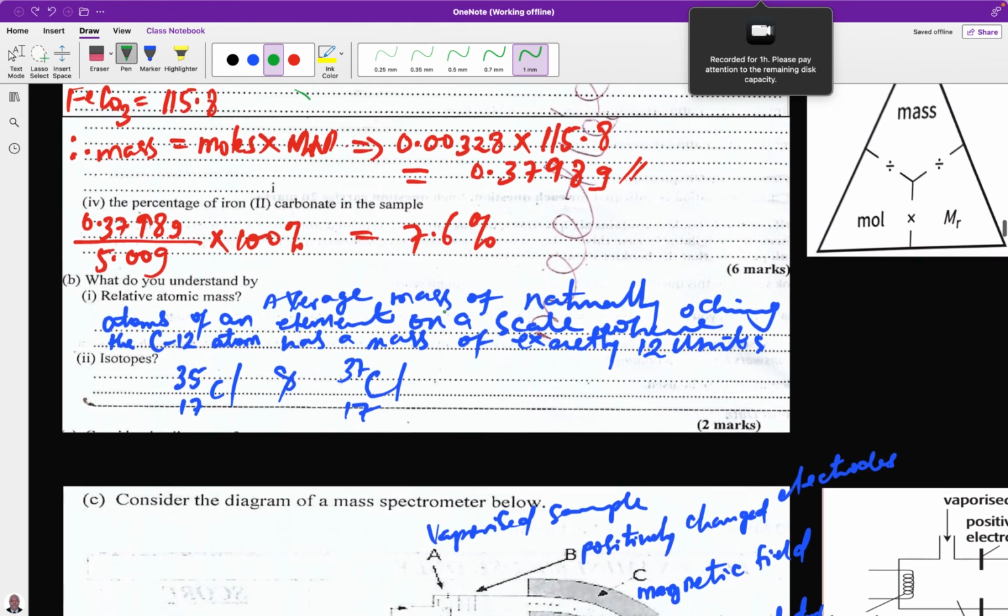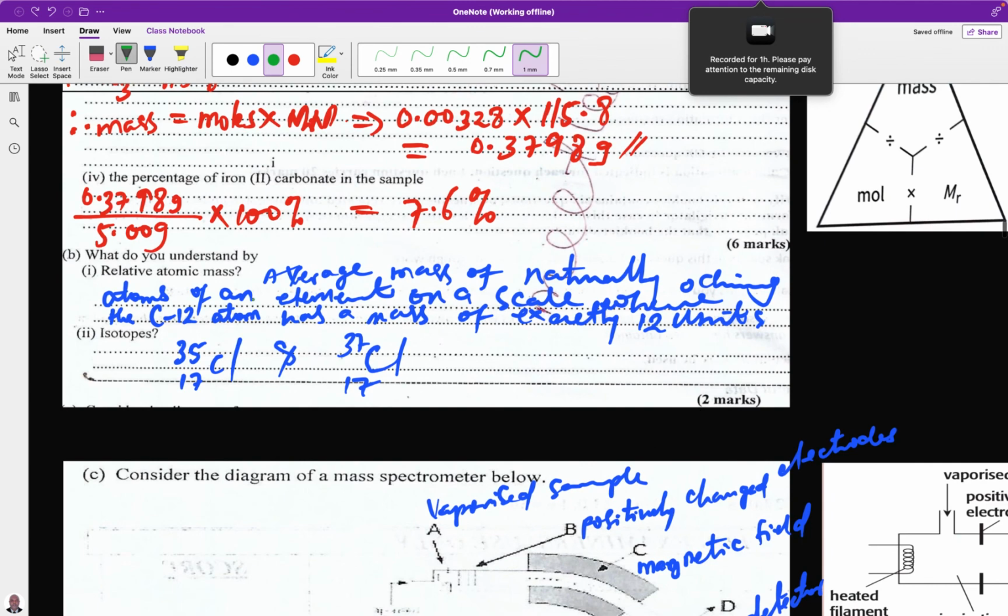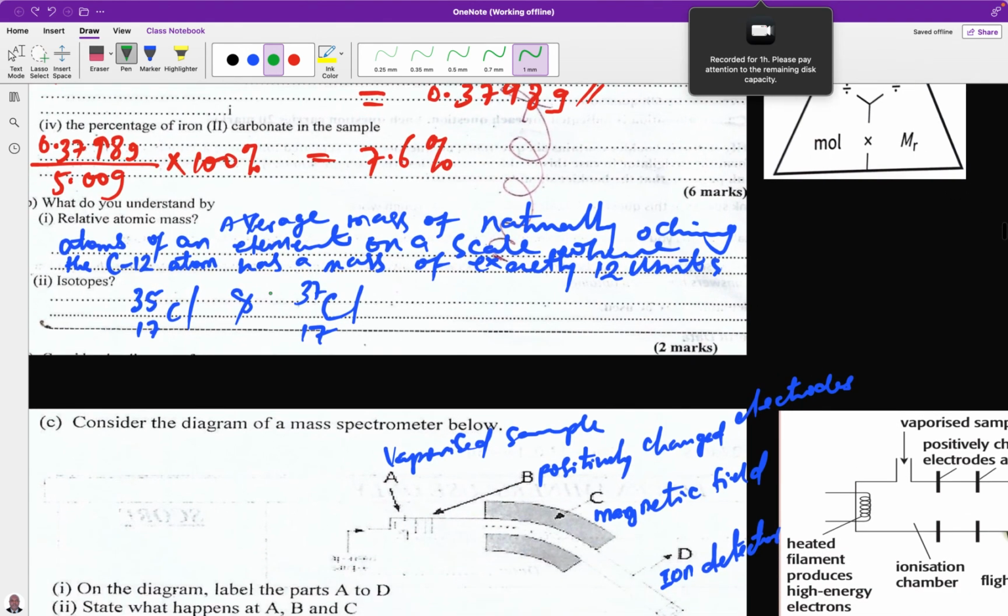After that, we went to the second section and we're told, what do you understand by relative atomic mass? The definition of relative atomic mass is the average mass of naturally occurring atoms of an element on a scale where the carbon-12 atom has a mass of exactly 12 units.